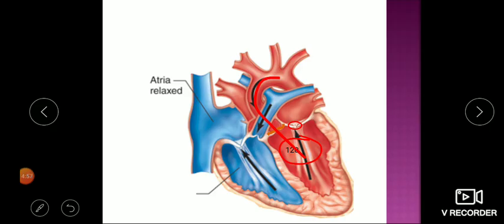So at the end of systole, the pressure generated in the ventricle due to contraction of the left ventricle is 120 millimeters of mercury. Right now we will concentrate on the left ventricle. After that I will show the same in parallel with the right side. But comparatively the pressure is less in the right ventricle as well as the pulmonary artery. As the left ventricle supplies the systemic circulation, the pressure is high. So at the end of systole it is 120 millimeters of mercury.